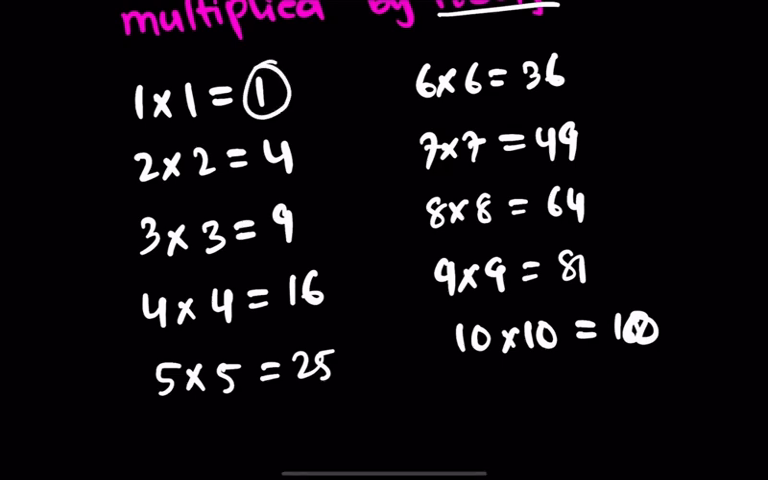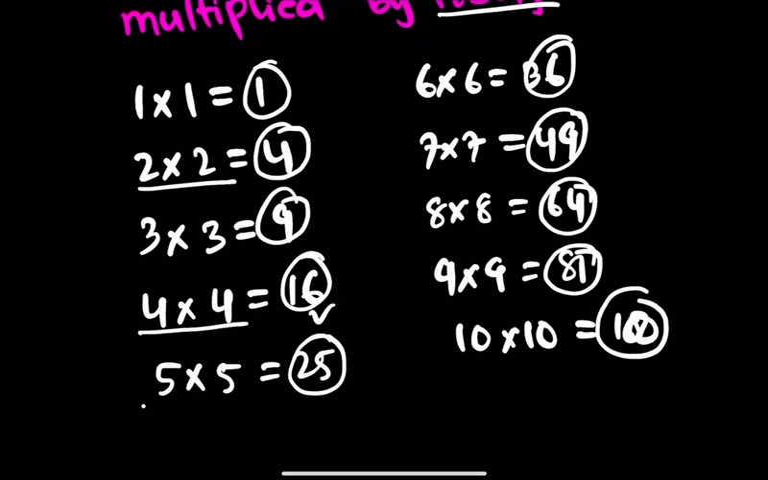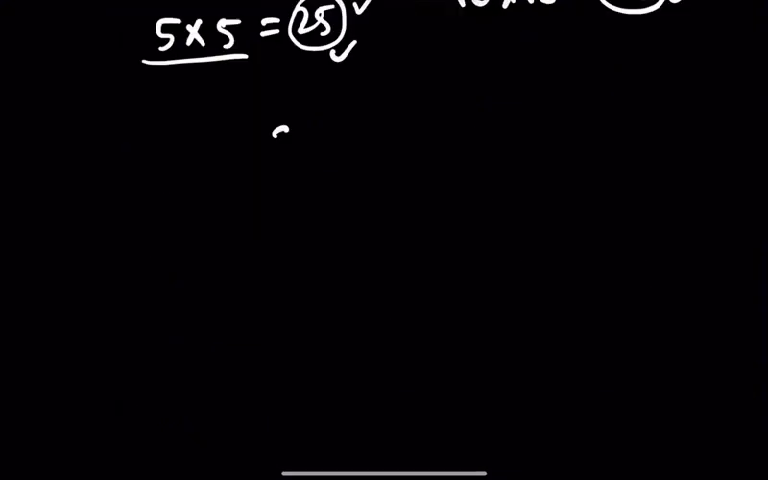So these numbers 1, 4, 9, 16, 25, 36, 49, 64, 81, and 100 are known as perfect squares. It is because the product of a positive integer multiplied by itself gives us this number. Suppose 2 times 2 gives us 4, 4 times 4 gives us 16, 5 times 5 gives us 25, and so on. And these are known as the first 10 perfect squares.